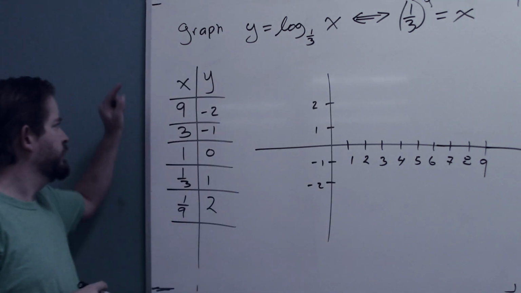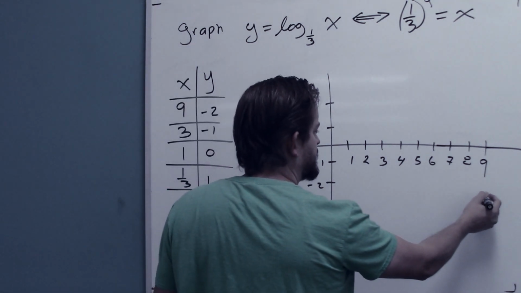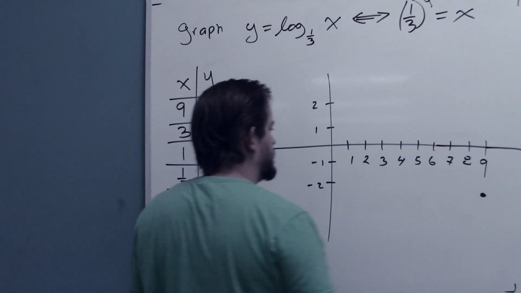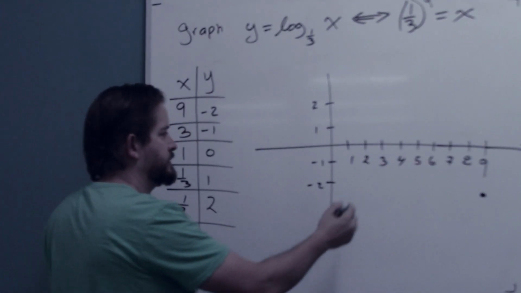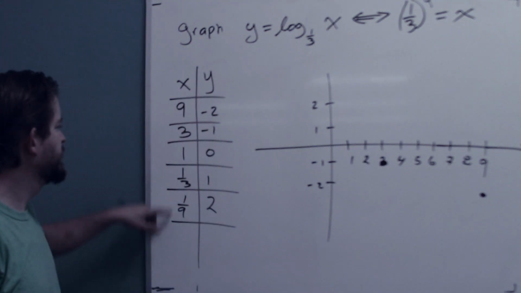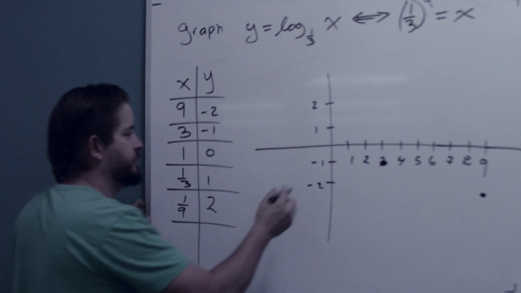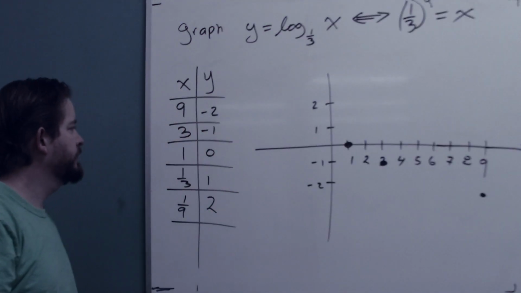Okay. So I have x is 9 when y is -2. That's all the way over here. X is 3 when y is -1. So right here, covering up my 3 a little bit. X is 1 when y is 0. This is not a surprise. That 1, 0 is typically there.